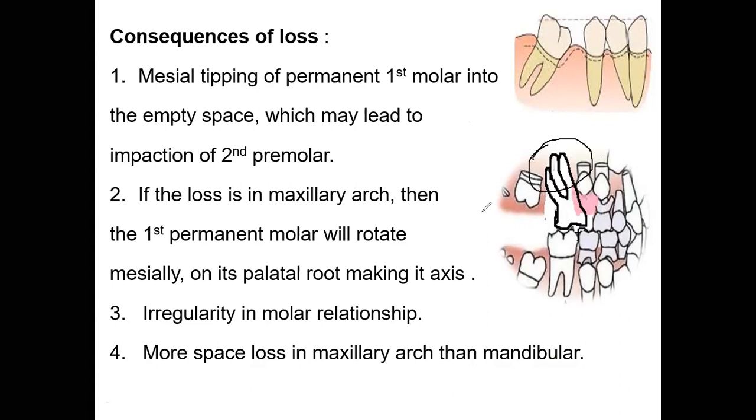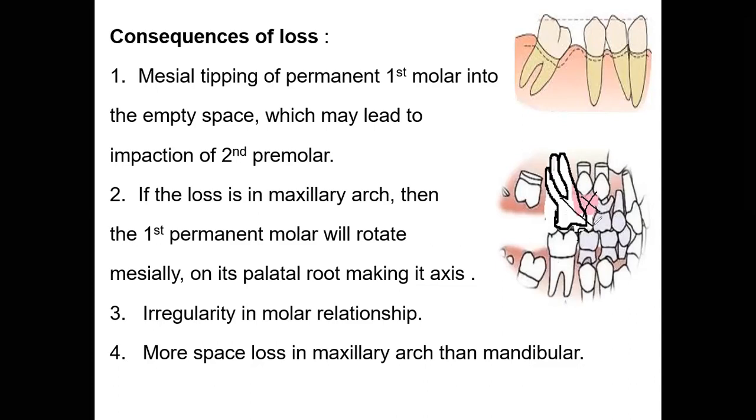And out of those 3 roots, the palatal root is long. This palatal root will make some axis on which the tooth will rotate. This particular root will make some axis on which this tooth will rotate. The rotation of the tooth over the palatal root will cause mesial tipping of this particular first molar, the maxillary molar tooth. And this way, the space will be lost. Okay? And this mesial tipping will cause abnormal molar relationship.